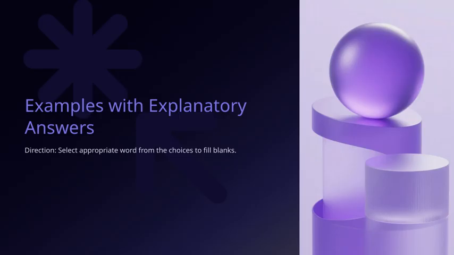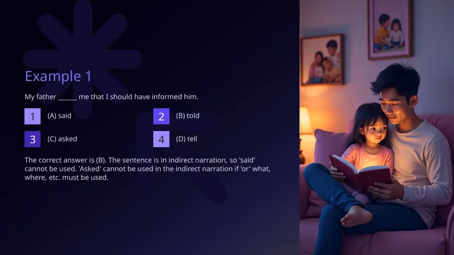So, as we work through each example, think aloud and reason out your choices. This will really help solidify your understanding and improve your confidence in applying these concepts independently. Now let's look at example 1. The sentence is, "My father ___ me that I should have informed him." We are given 4 options: said, asked, told, and tell. The key here is to understand how indirect speech works.